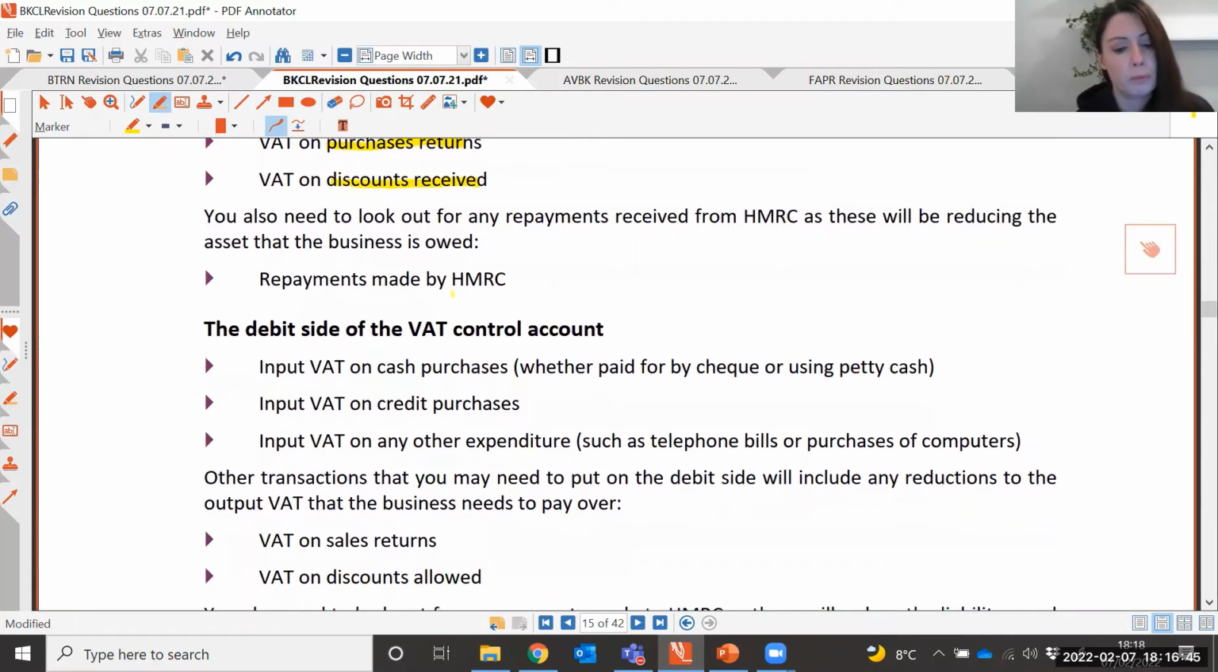Now, we also need to watch out for any repayments that have been received from HMRC. So if HMRC owe us money, initially it will be entered onto the debit side of the account. And then when they pay us, we will need to credit the VAT account to show that they no longer owe us the amount. And also, if you think about when HMRC pay us an amount that they owe, it would be a debit into the bank account because it would increase the asset. So we would need to credit the VAT control account.